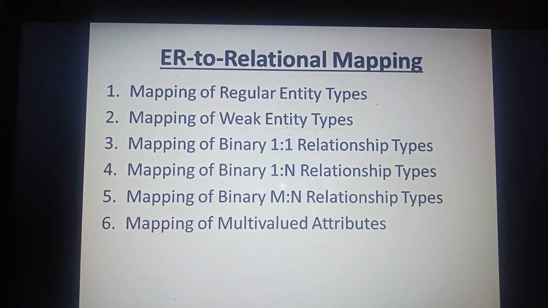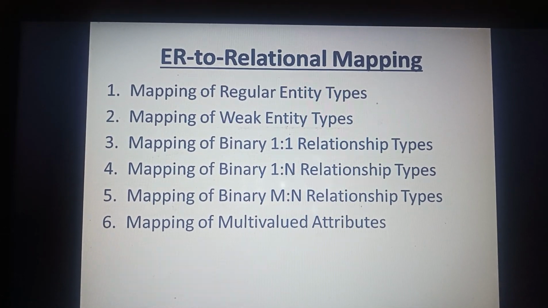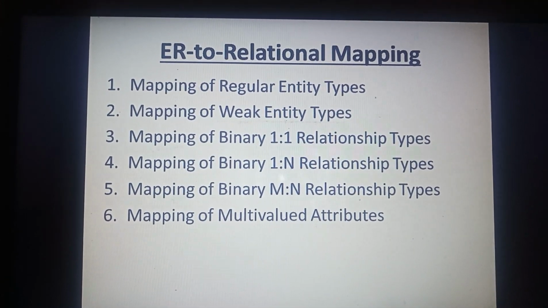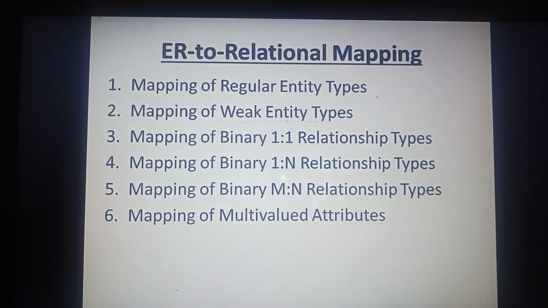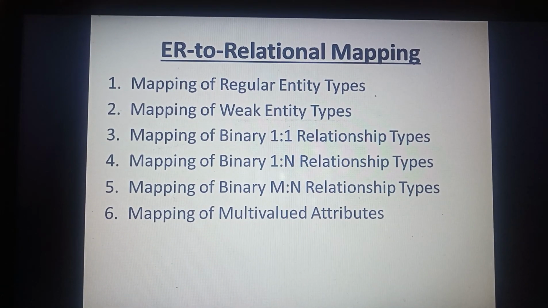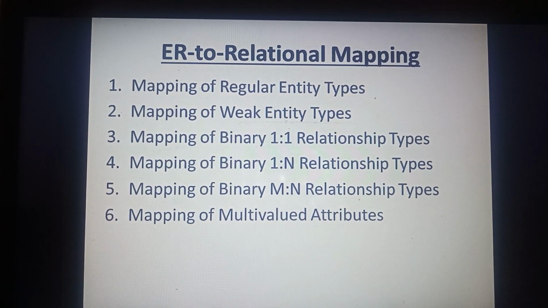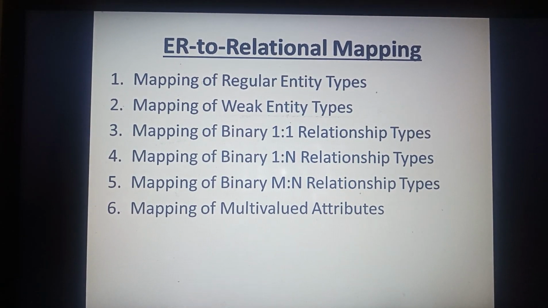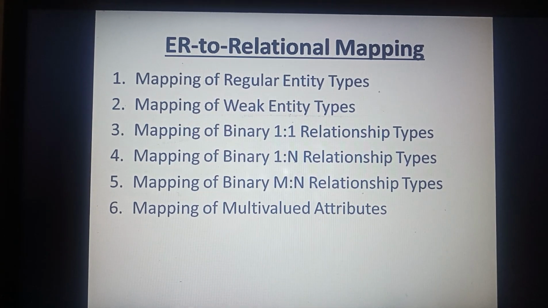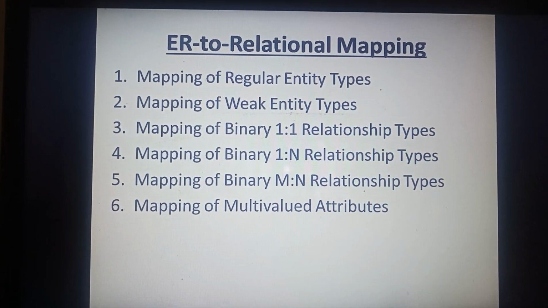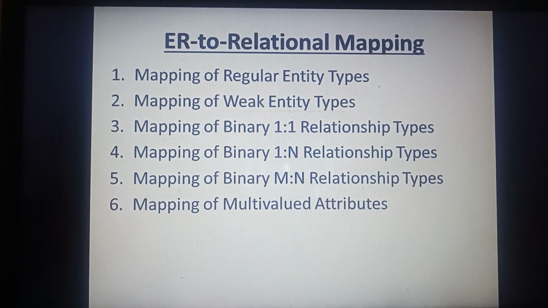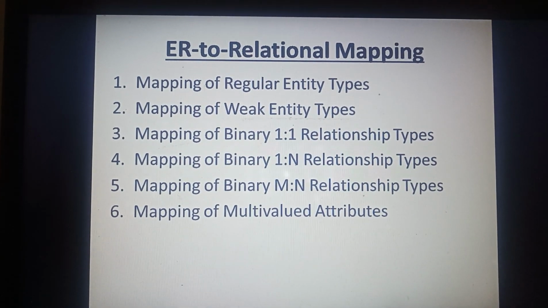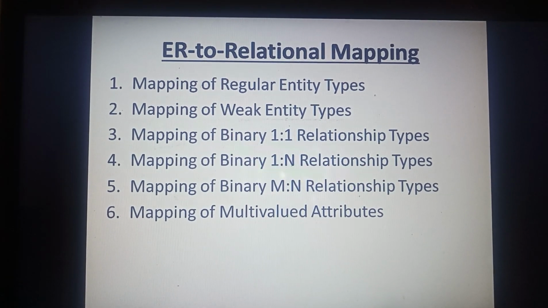Third step is mapping of binary one-to-one relationship types. Fourth step is mapping of binary one-to-many relationship types. Fifth step is mapping of binary many-to-many relationship types. And last step is mapping of multi-valued attributes. Now these are the steps for ER diagrams that have binary relationship types.